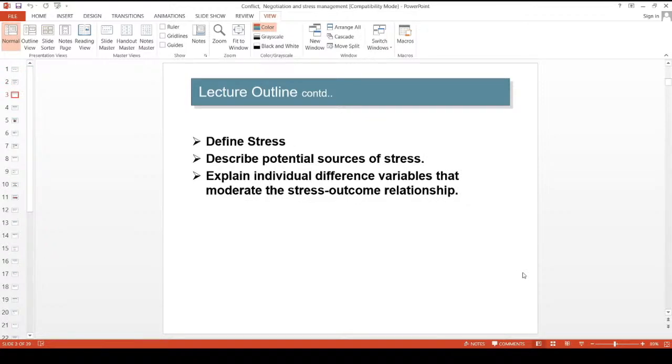Then finally we will define stress, and again we will discuss both the positive and the negative impacts of stress. Then we will discuss in this lecture the potential sources of stress, the different sources which can create stress in the organization. And finally, we will try to explain the individual differences and behavioral variables that moderate the stress-outcome relationship and which are helpful in handling different stress situations.